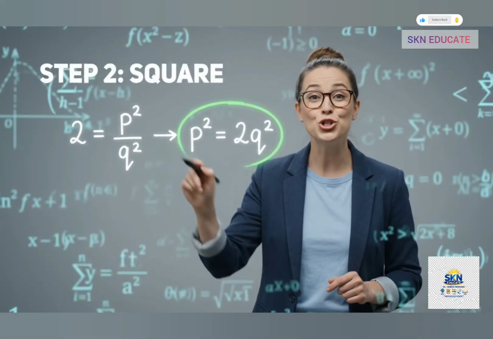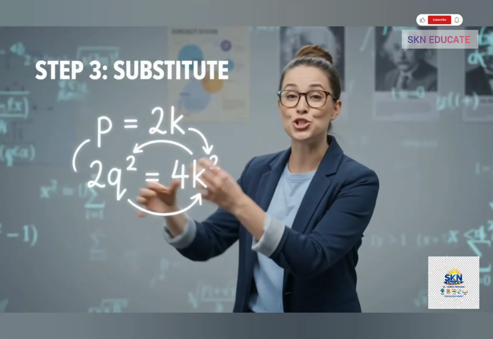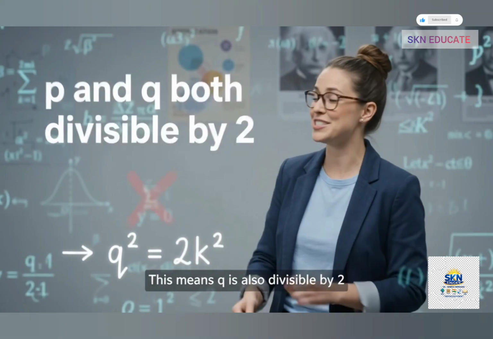Step 2. Square both sides. p squared equals 2q squared. p squared is divisible by 2. Step 3. Let p equal 2k. Then 4k squared equals 2q squared, so q squared equals 2k squared. q is divisible by 2.